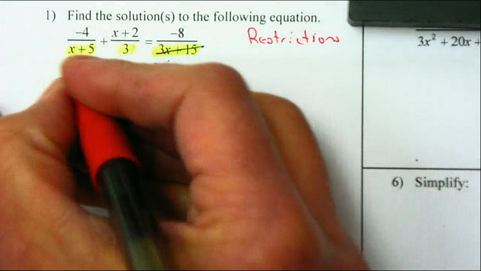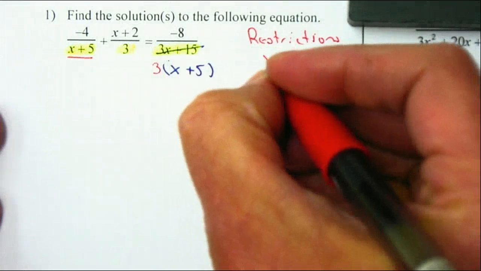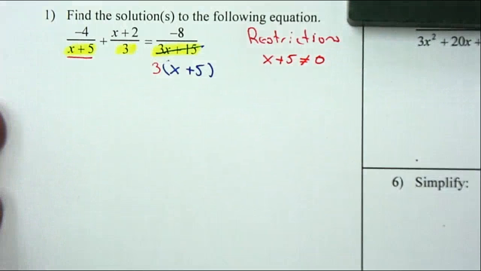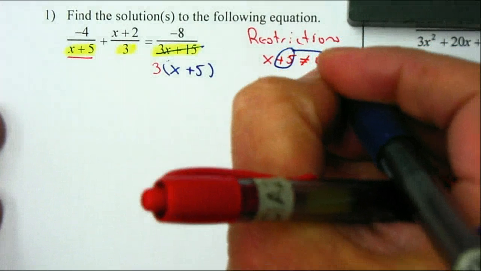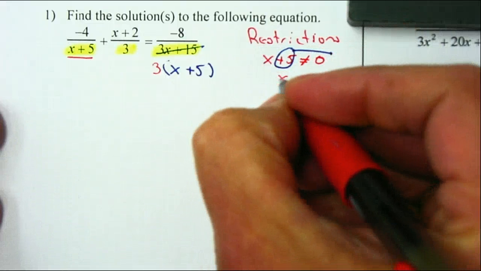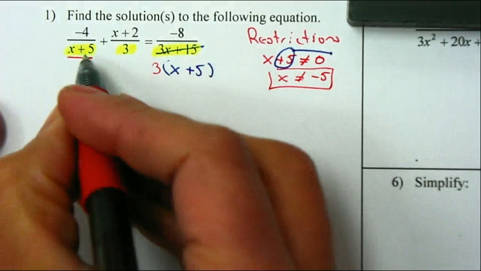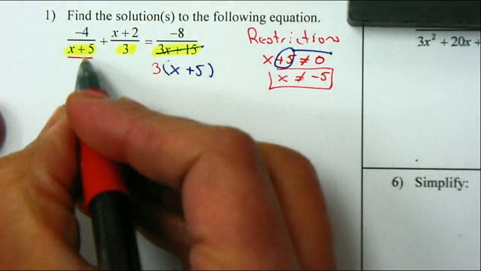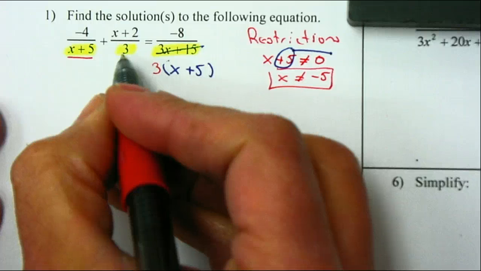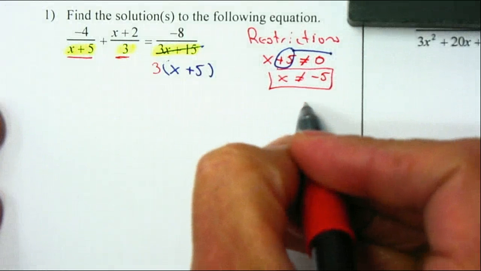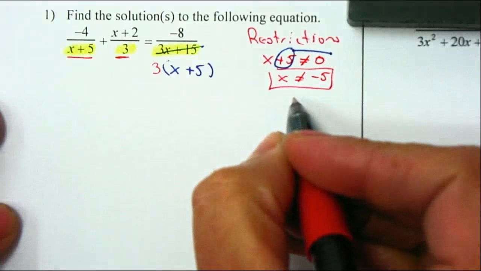So first, x plus 5. X plus 5 is the denominator, it cannot be equal to 0. If you move your 5 to the right, that tells you that x cannot be equal to negative 5. Because if x is equal to negative 5, x plus 5 will give you a 0. We also have a 3, but there's no x. Therefore, we don't have to place it as part of the restrictions.